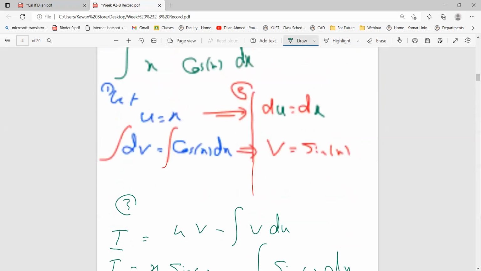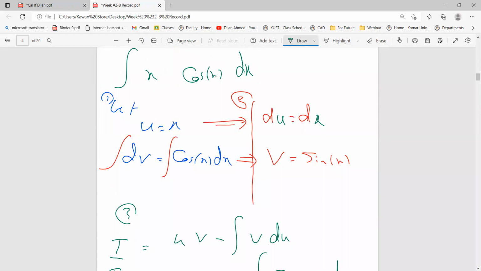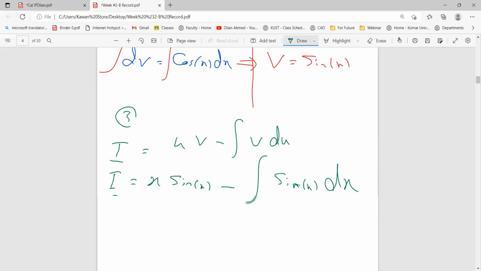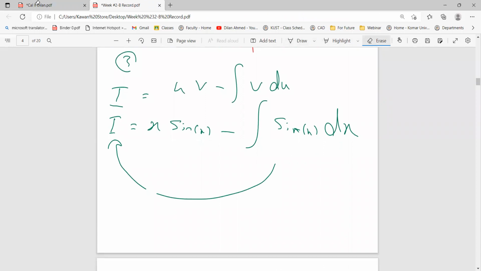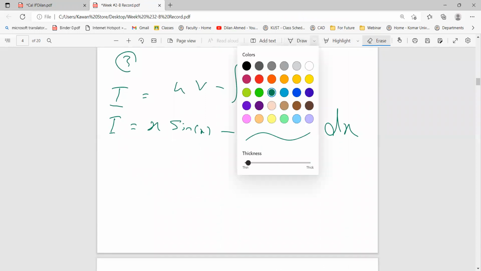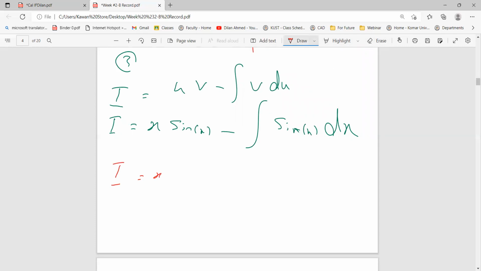But how about x cosine x? No, we cannot. We don't know. There is no formula, there is no inverse. So that's why I say I'm on the right way. Our selection is good. So I is equal to x sine x plus cosine x plus c. Why plus? Because I know the integral of sine is minus cosine, so we multiply by minus, we got that.